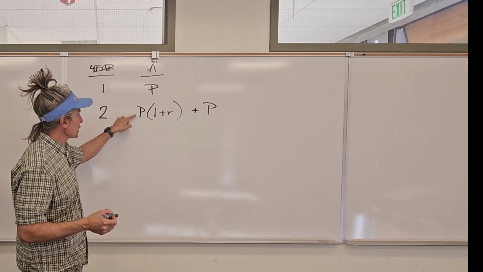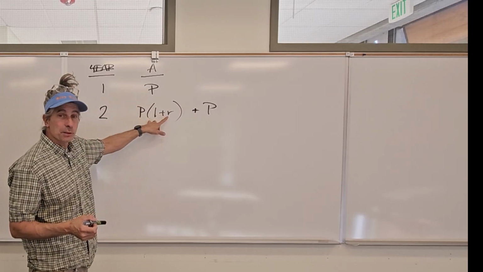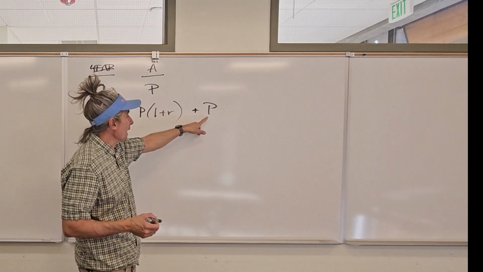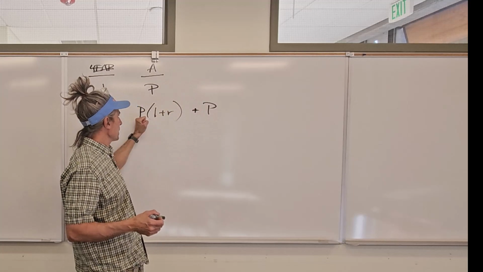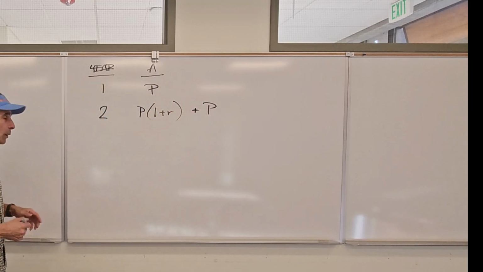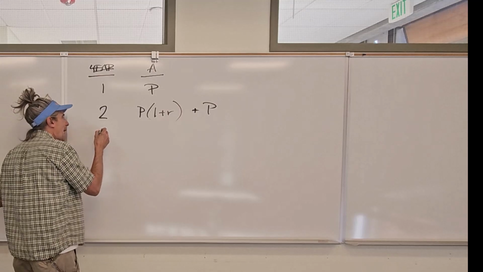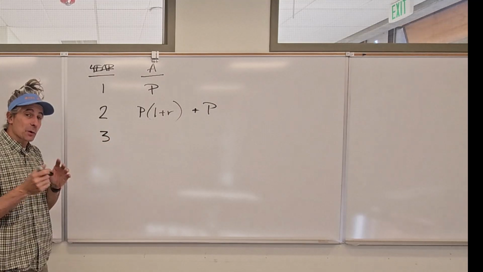So the interest from last year, this P, gets the interest added to it. This P does not, because the interest happened in between this one and this one. Okay, good stuff so far. What happens in year three? Now here's where it gets interesting again.